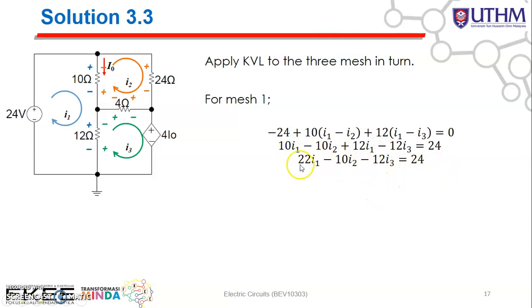And then after that we can divide the whole equation by 2. So we have 11 I1 minus 5 I2 minus 6 I3 equal to 12. Okay, so this is considered our first simultaneous equation.